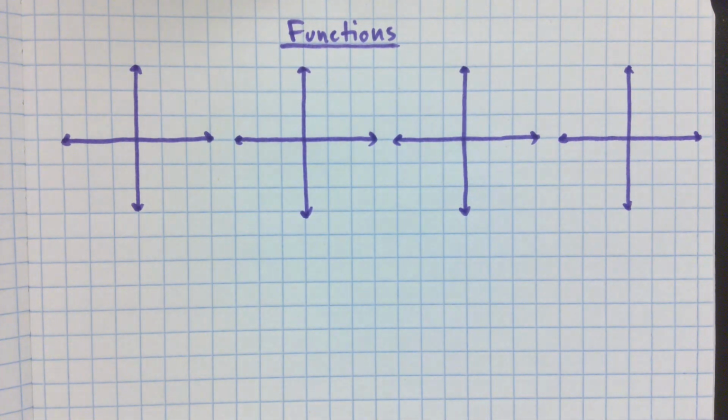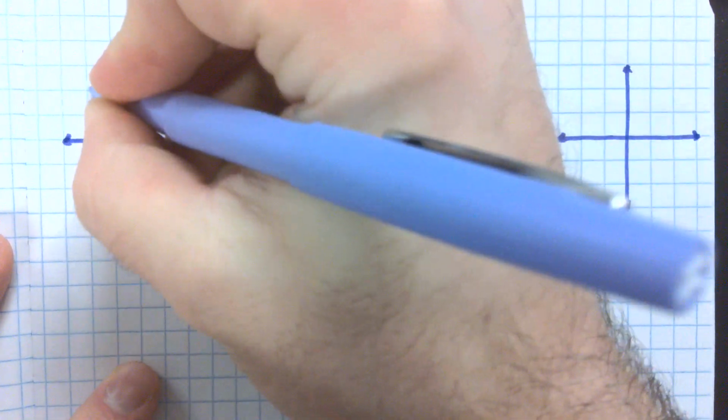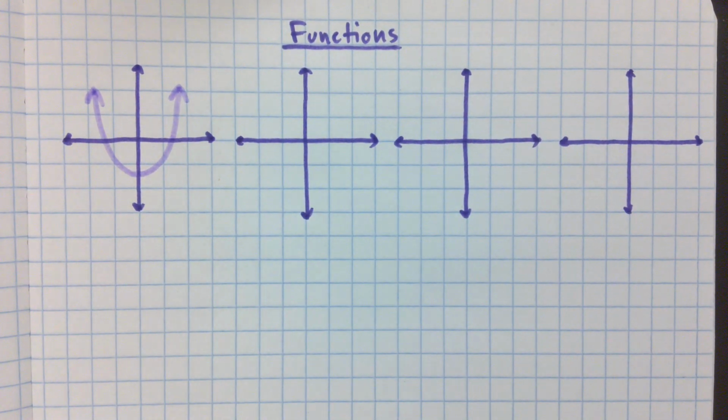So my first function, like we noticed, is a parabola. Looks like that. This is a function. Is it a linear function? No, because it's not a straight line. But it's still a function.